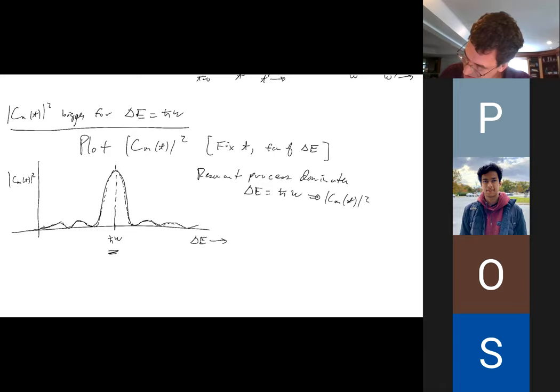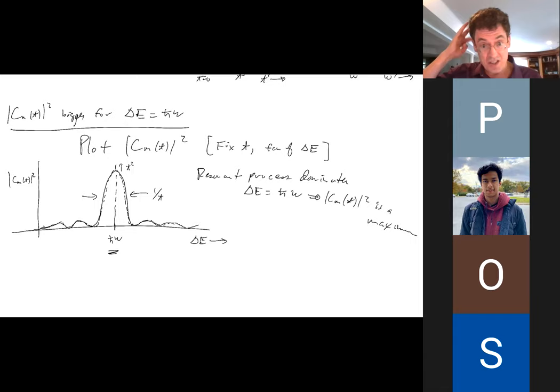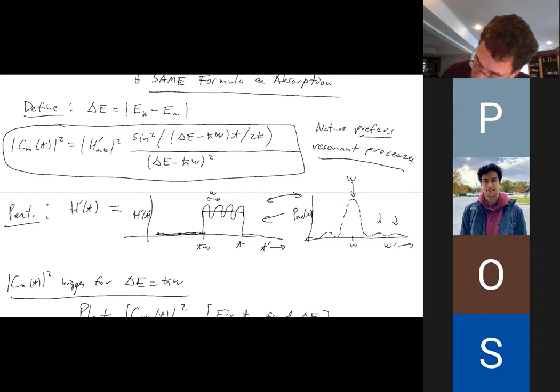It's a maximum there. And I also want you to see that it has the same property as before: the width is shrinking and the top is growing as T squared. The width shrinks as 1 over T and the top grows as T squared, just like before, because this is the same function that we had before. The only difference in this function is this H bar omega. We plotted this already for delta E.